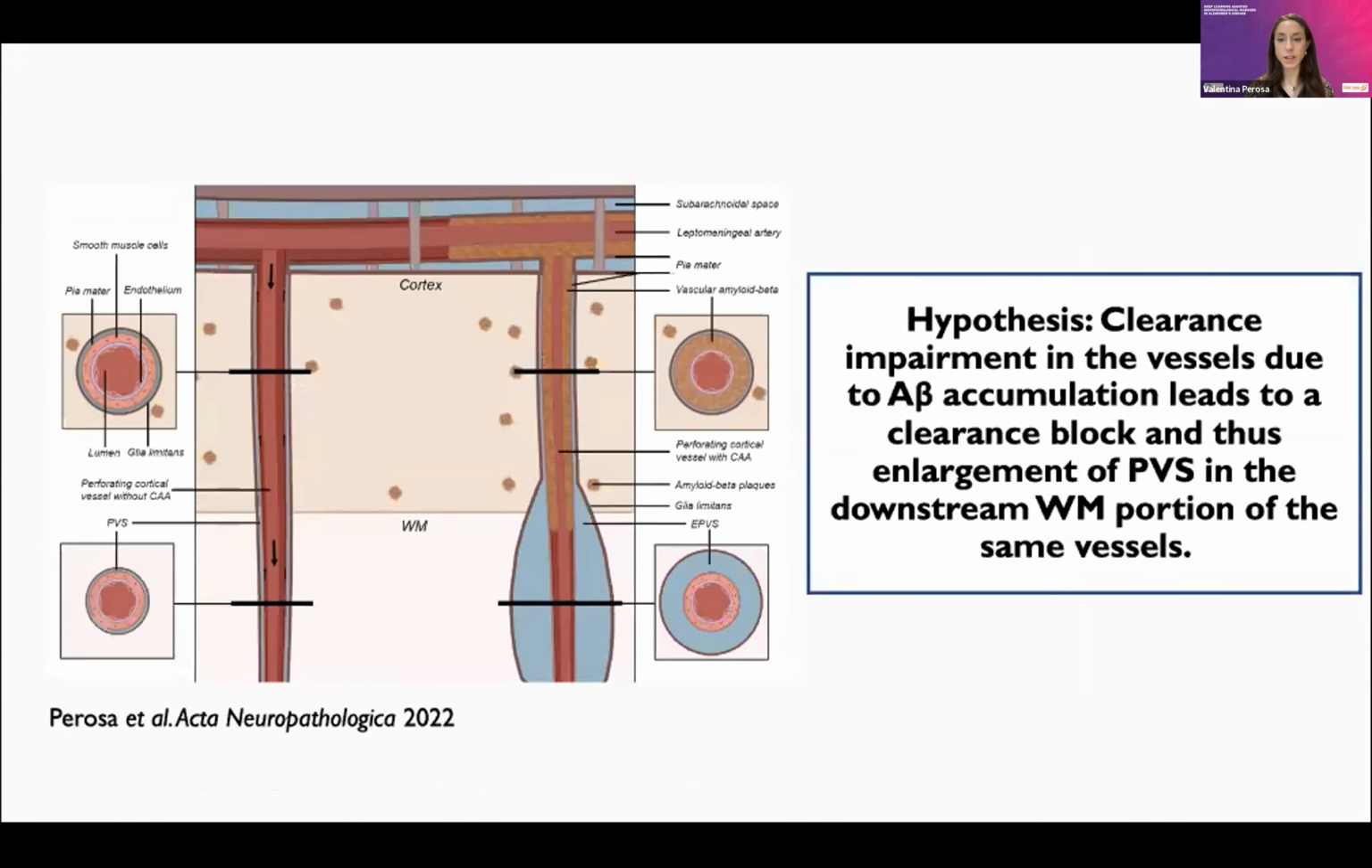So what does that tell us? How do we explain this association? In CAA, amyloid beta accumulates in the cortical vessels, and very rarely can we see any CAA at all in the white matter. However, the enlarged perivascular spaces that we observe are located in the white matter. So one possible explanation for this relationship is that clearance impairment in the cortical vessels due to amyloid beta accumulation leads to a clearance block, and therefore to an enlargement of the perivascular spaces in the downstream portion of the same vessel.